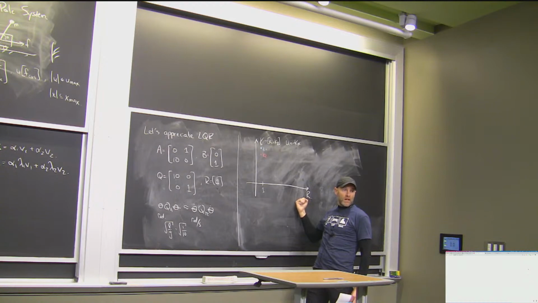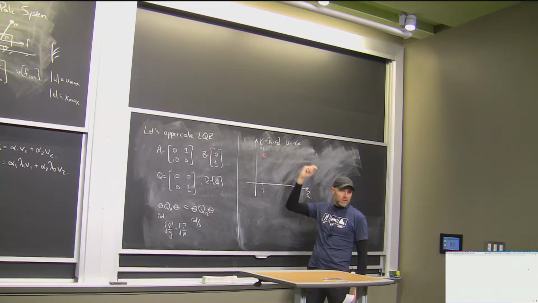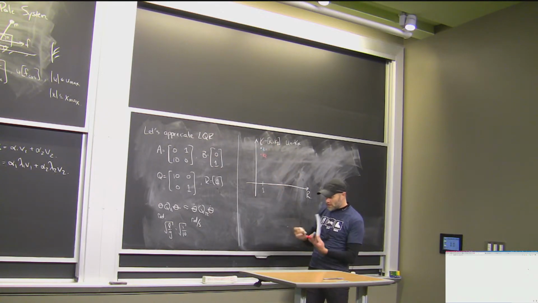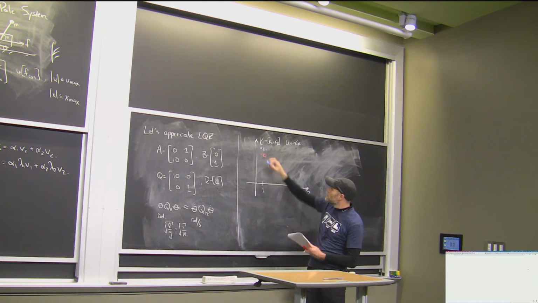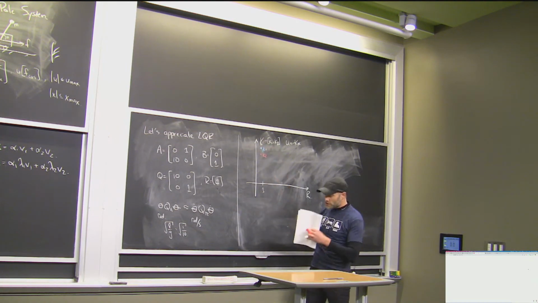R says I want to penalize actions, right? If I pick R bigger, then I should use less U. So that would tend to make K smaller. So these things are going to, as I increase them, they're going to go down. That's for sure true.